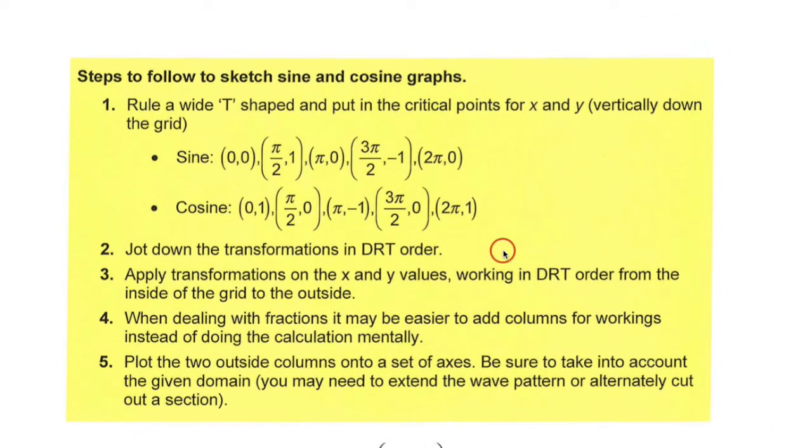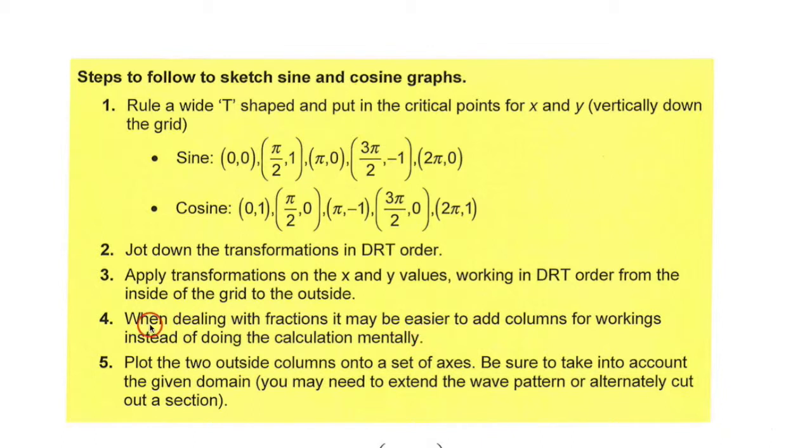As I've stated earlier, the steps that I follow to sketch sine and cosine graphs are these 5 steps. I begin by ruling a wide T-shaped grid and putting the critical points for x and y vertically down the grid. So for sine, these are the 5 critical values I'd put in, and for cosine, these are the 5 critical values I'd put in. I would then jot down the transformations in DRT order, so dilations, reflections and translations. I would then apply the transformations on the x and y values, working in DRT order from inside the grid, working my way to the outside.